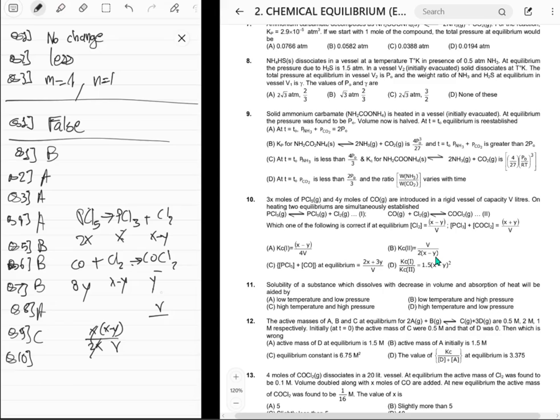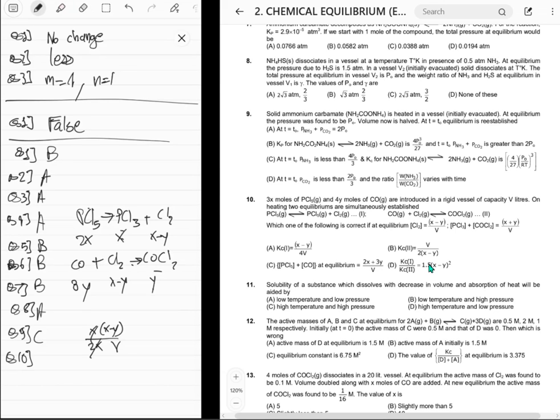So the backward reaction would just have 3 times (x minus y) upon V. So this would be V upon 3 times (x minus y). And that's still not this thing. So no, that's not what I want.